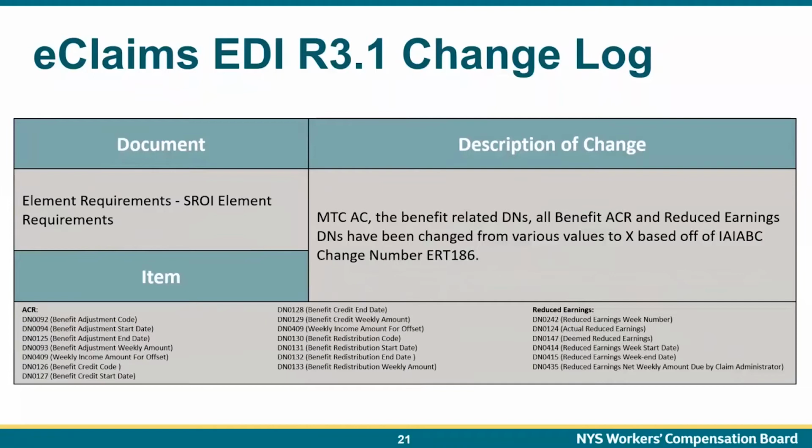Change log item number 36. Since the AC doesn't report benefit data, the DNs listed here have been changed to X to be excluded on the element requirement table.